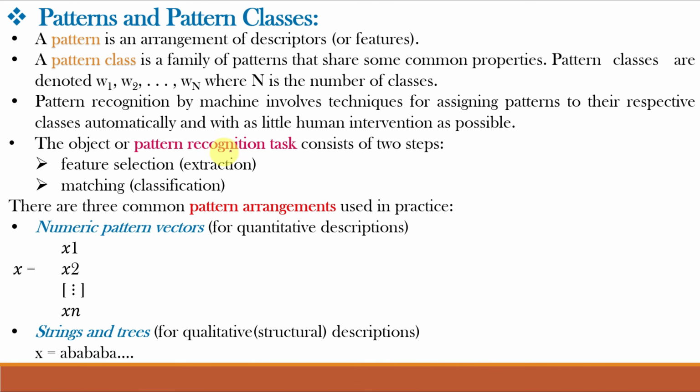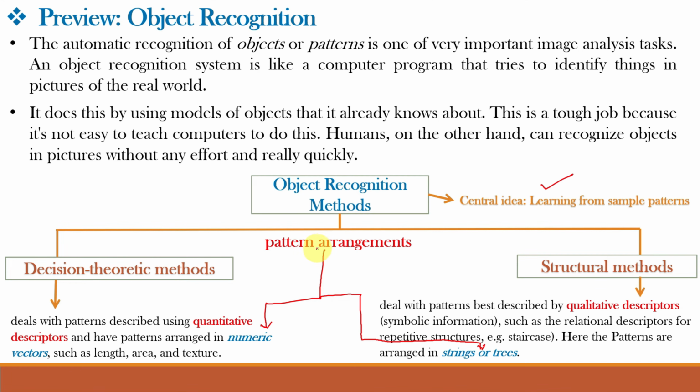The object or pattern recognition task consists of two steps: feature selection or extraction, and feature matching or classification, which we will be learning in detail in this chapter. And as we have just discussed, there are three common pattern arrangements which are used in practice. One is numeric pattern vectors for quantitative descriptors, where the pattern vector can be x is equal to x1, x2 up to xn. Number two is strings, and number three is trees, which are for qualitative or structural descriptors. For example, x is equal to AB, AB, AB, a repeating string, right? So as we saw here, the pattern arrangements that you will be studying will be numeric vectors for the quantitative approach and strings or trees for the qualitative approach.